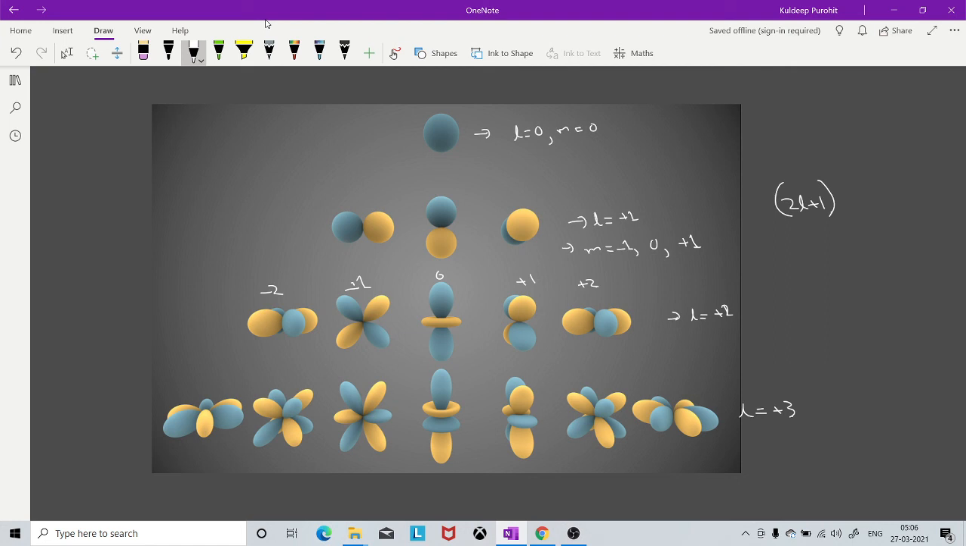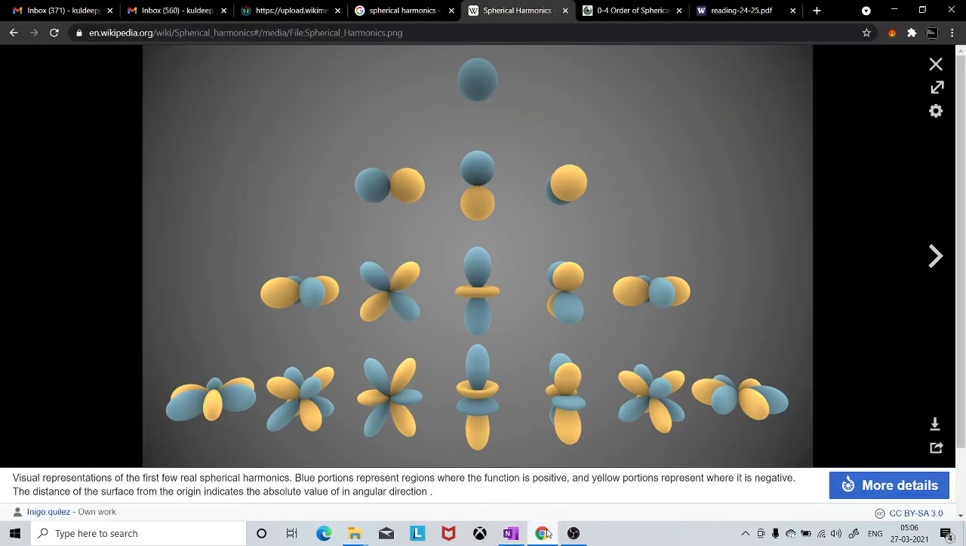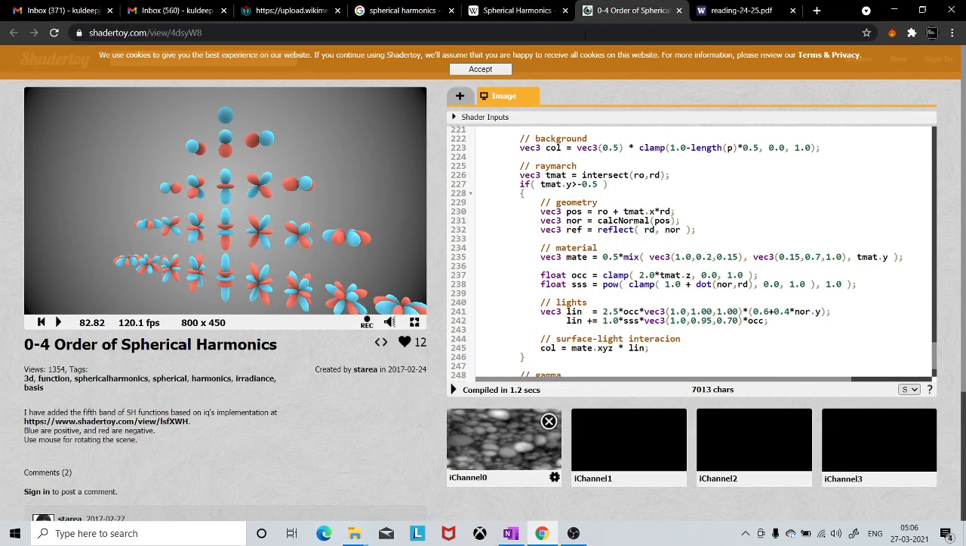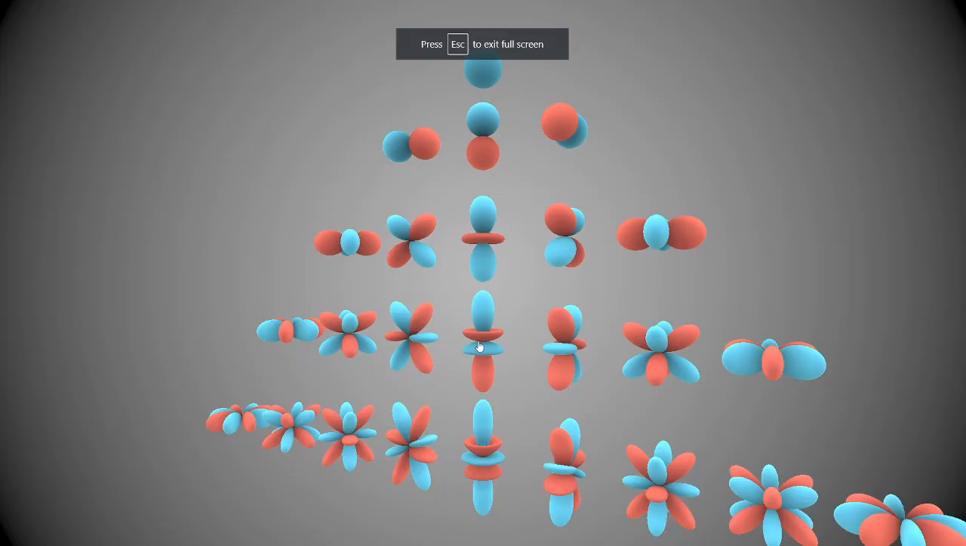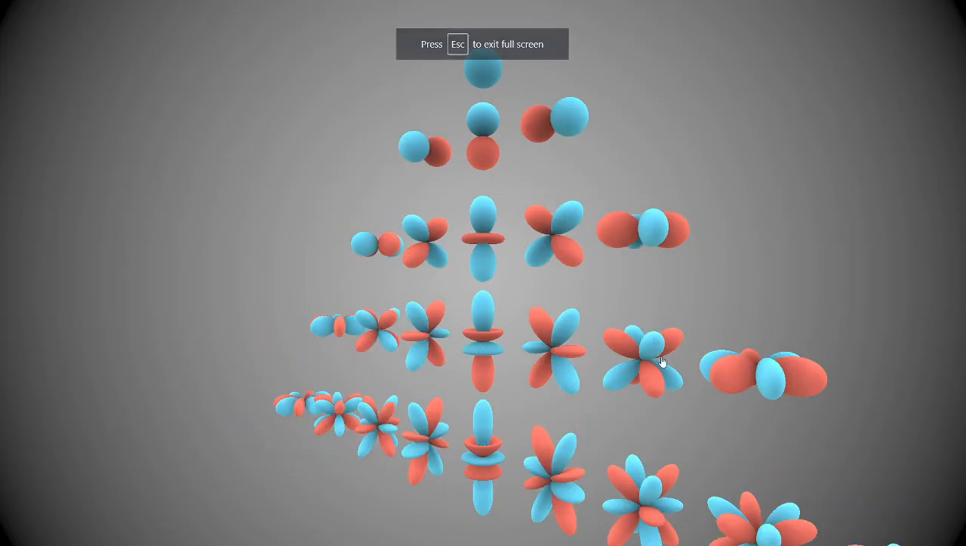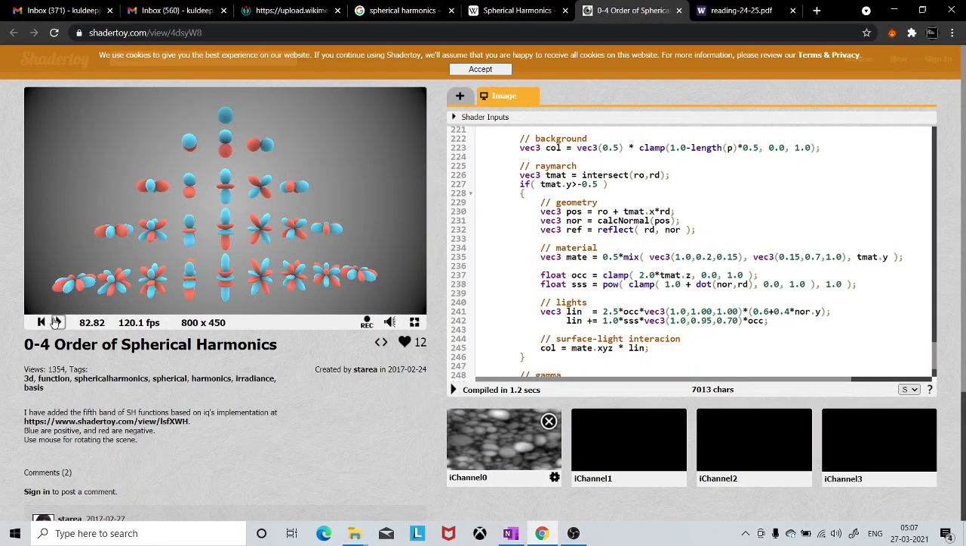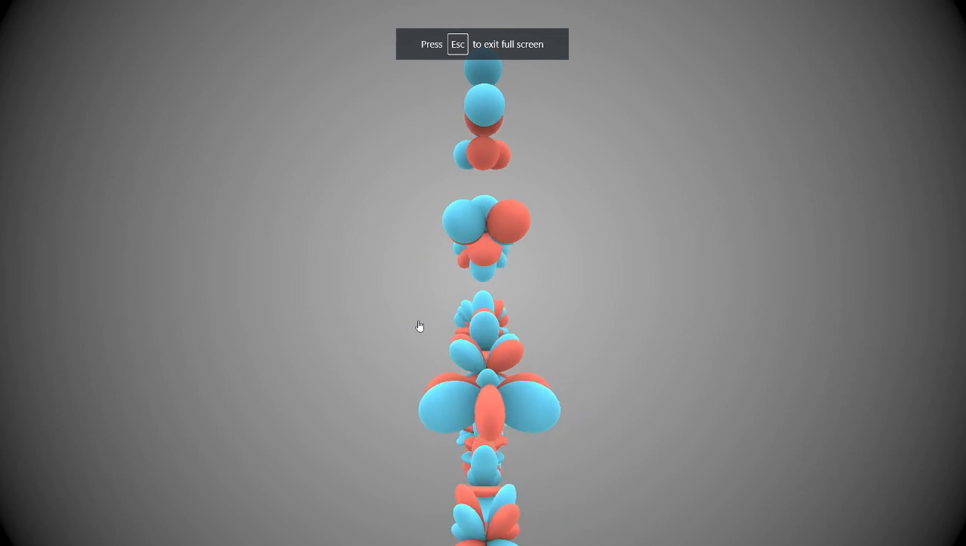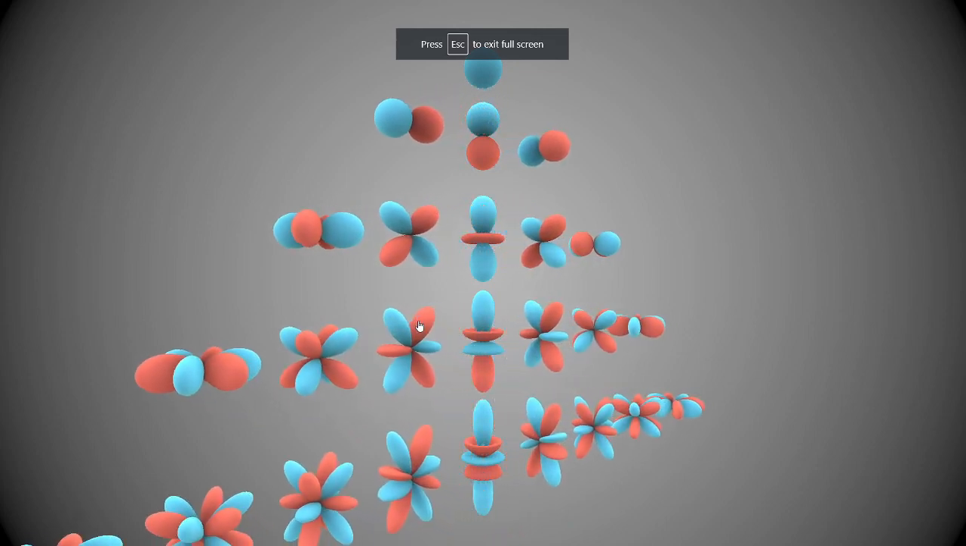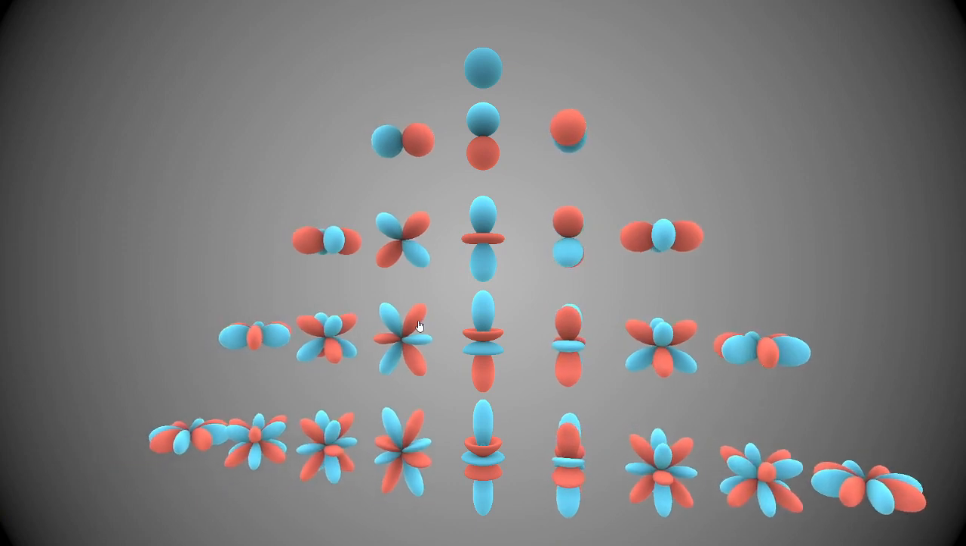Since L is equal to 3, the 2L plus 1 values are 7, corresponding to minus 3, minus 2, minus 1, 0, plus 1, plus 2, plus 3. I want to show you how they look in 3D. Although this image is in 3D, to have a more visual representation, you can see this. You can see how this looks. Very beautiful simulation.